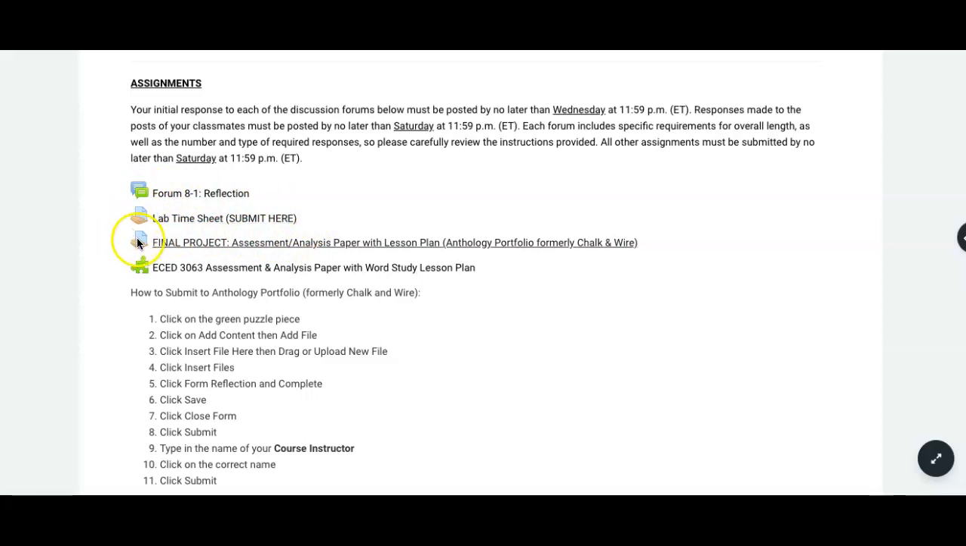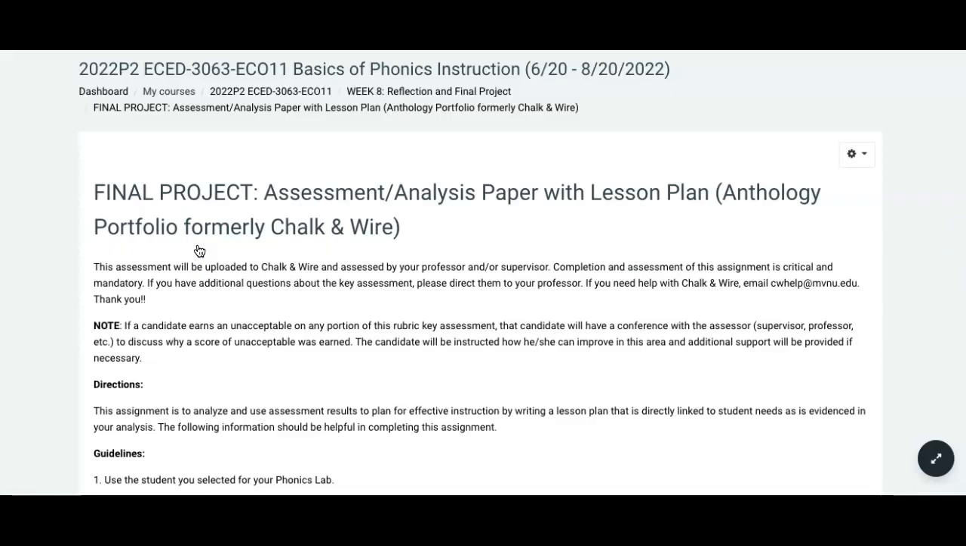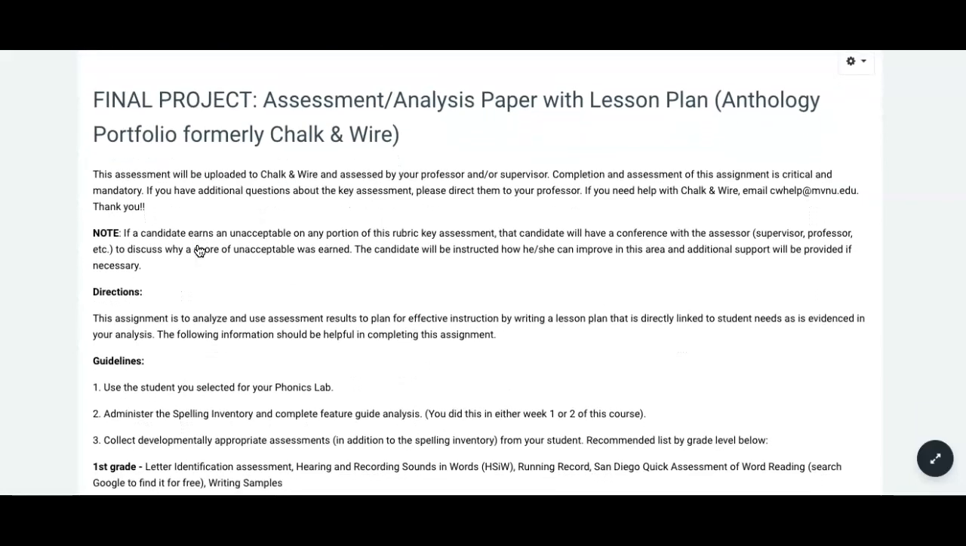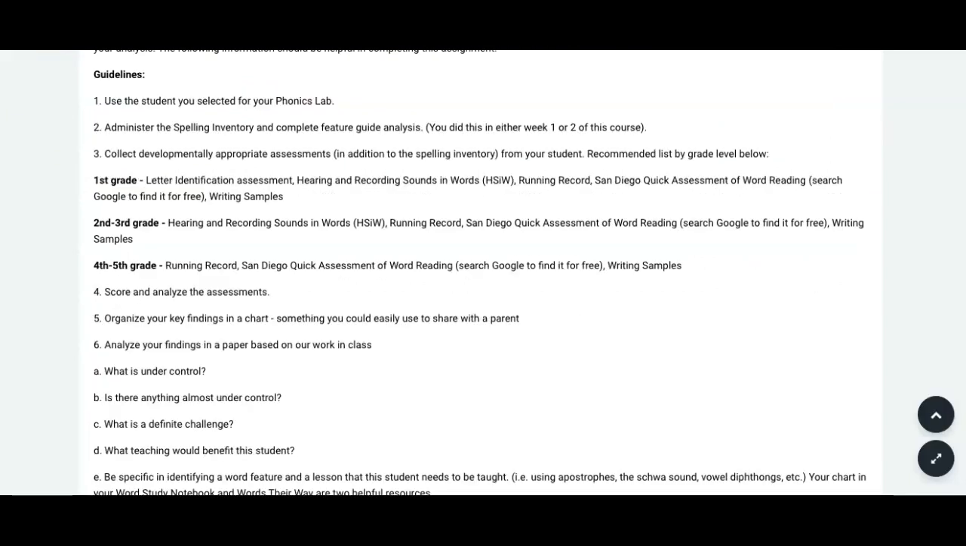Next, we are on to the final project. For your final project, you're going to be using the student that you selected for your phonics lab. You're going to be looking at everything you've done with that student in weeks 1 through 7. You have already administered the spelling inventory and completed the feature guide. You did that in week 1 or 2. You're going to need that. You've also collected developmentally appropriate assessments from your student.